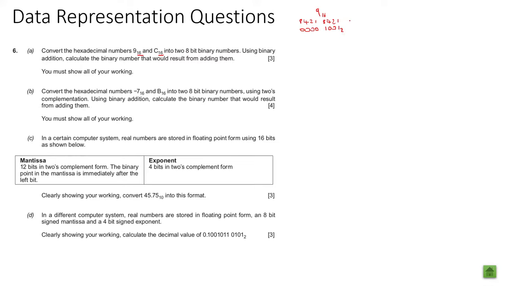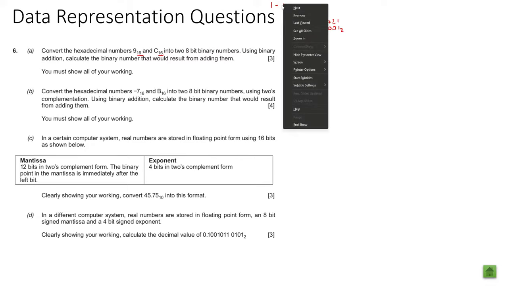Now that's fairly easy for people to do. If you remember, hexadecimal goes 1 to 9, and then it goes from A to F, okay, up to 15. So A is going to be 10, B is going to be 11, etc., etc. All right. So let me show you C then.